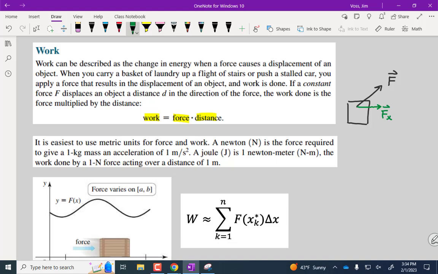That's the next simplest case, which you do in Physics 1. So engineering. Engineering, yeah, pulling wagons.